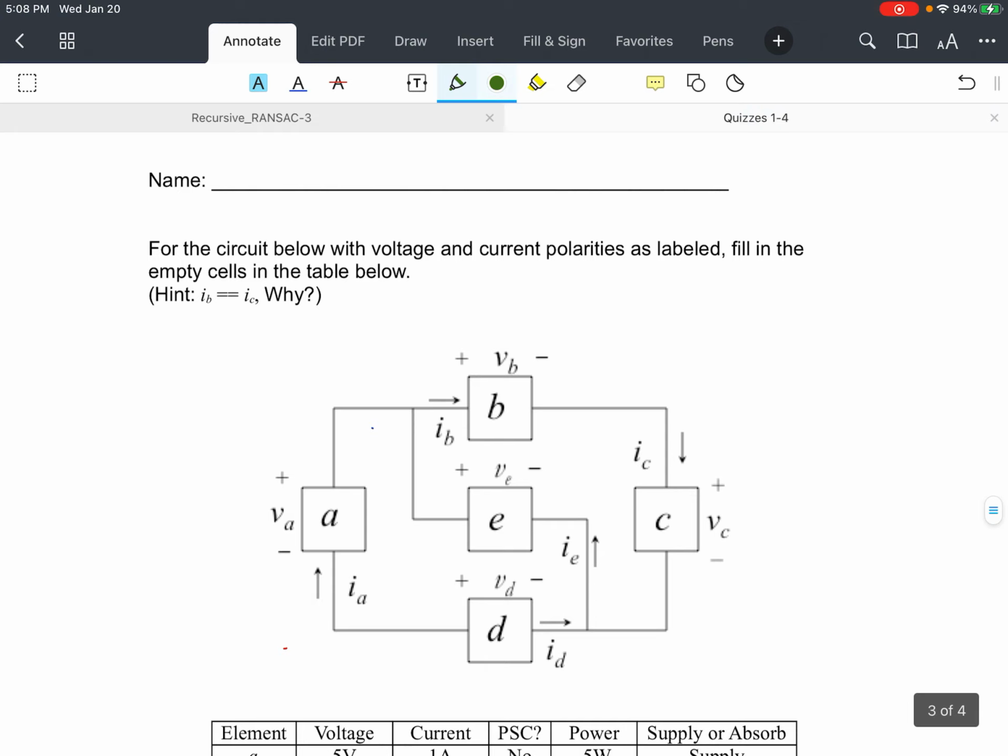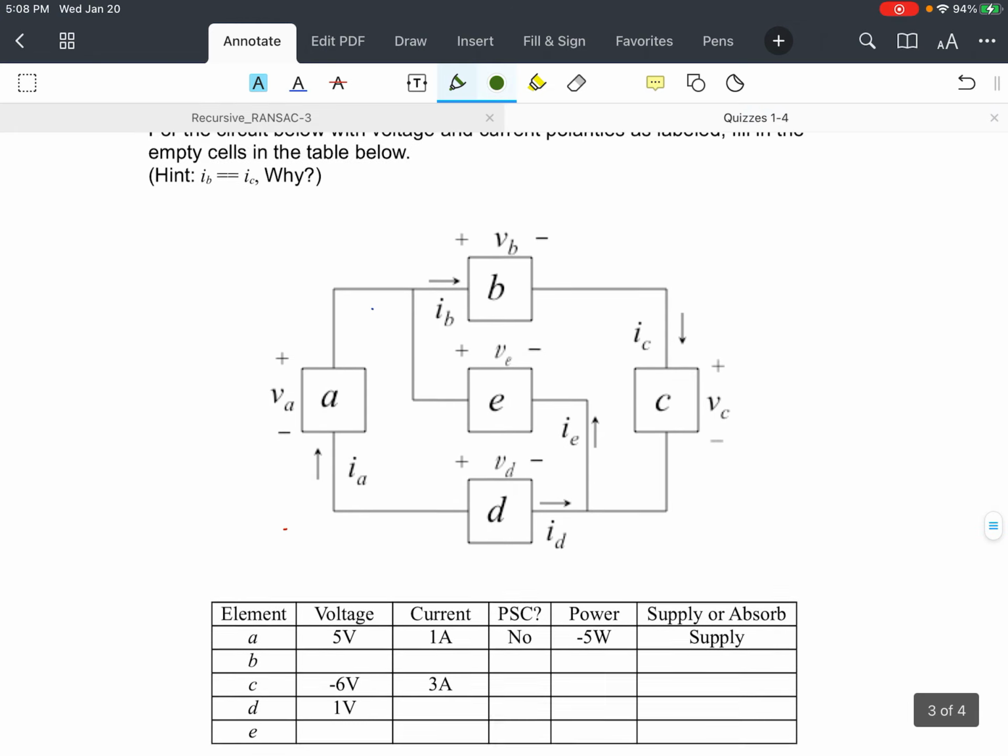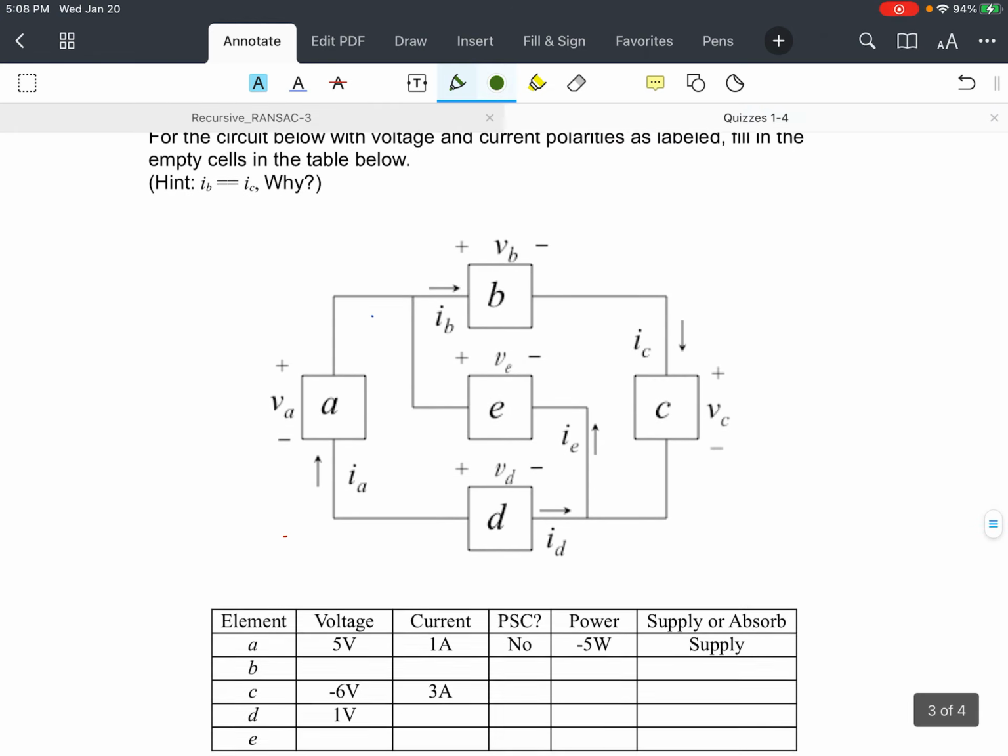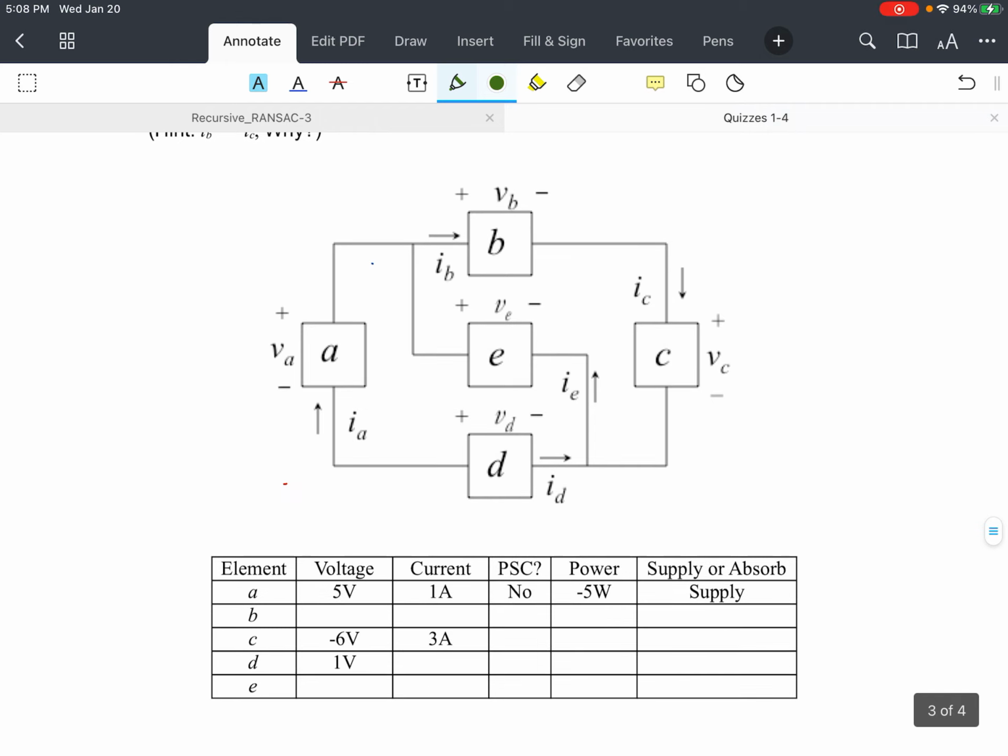Okay, so now we've got the circuit shown below. We need to fill in the blanks. So this is our little game. So we'll go ahead and label all of the voltages and currents that we know. So the voltage across element A is going to be 5 volts. The voltage across C is going to be minus 6 volts. And the voltage across D is going to be 1 volt.